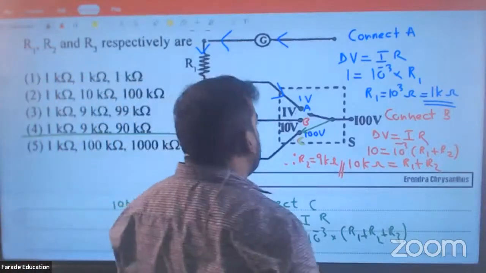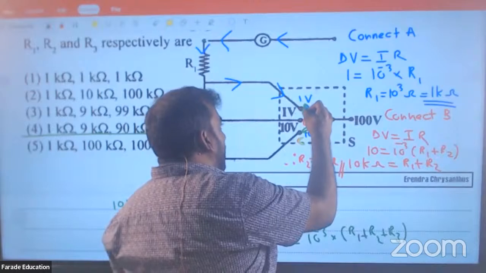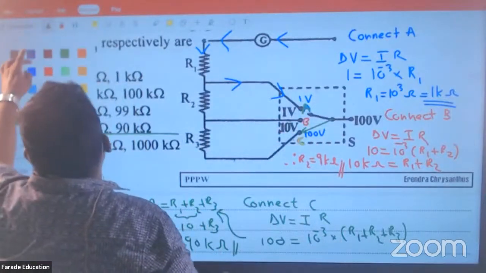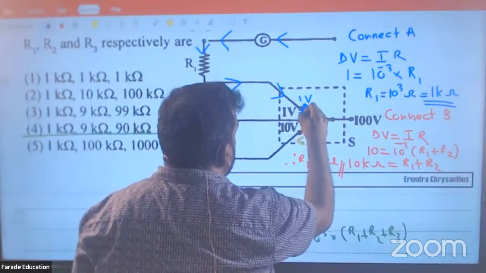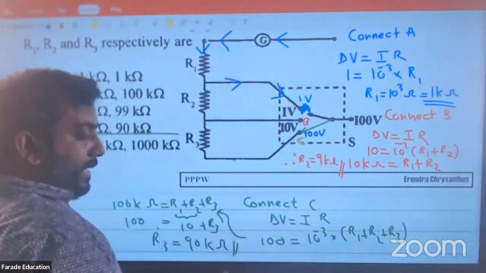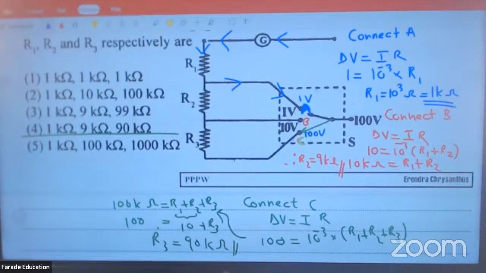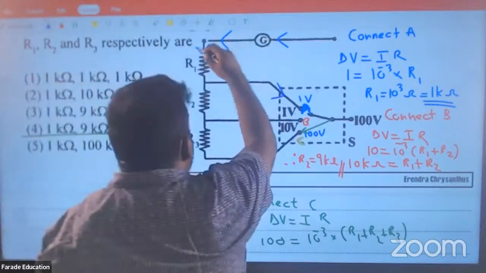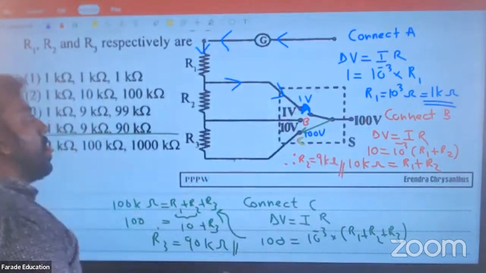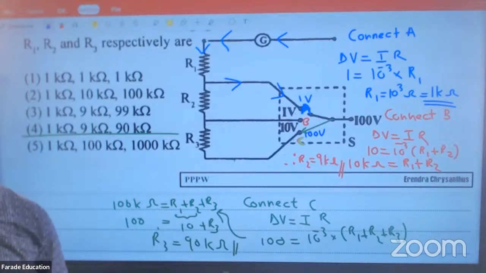Right there, small sentence. If we connect the terminal to A, current through the galvanometer will pass through resistor R1 and terminal A. Terminal B and C are open terminals.